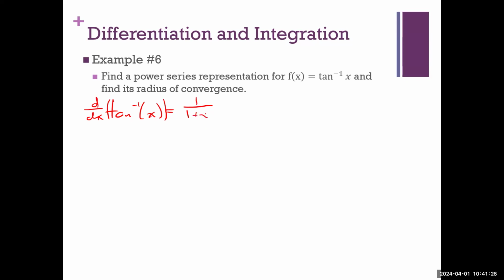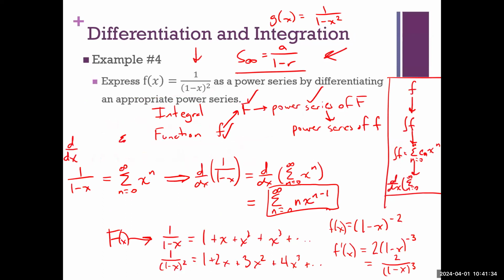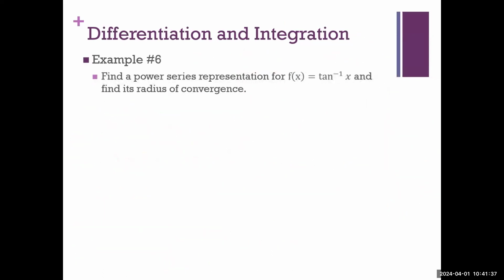Not always. I think the very first one we did, we integrated first, right? So it very much depends on the nature of the function that I give you. So the derivative of the inverse tangent of x is 1 over 1 plus x squared. Is 1 over 1 plus x squared geometric? What's the first term? 1. Common ratio? Negative x squared. So because of that, I think I can say this: 1 over 1 plus x squared is equal to.